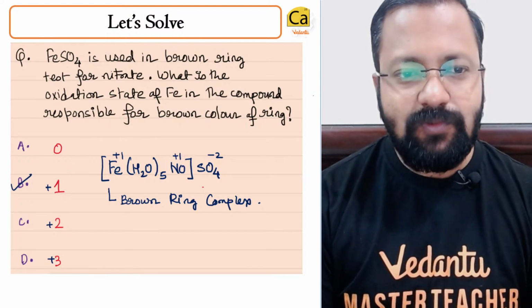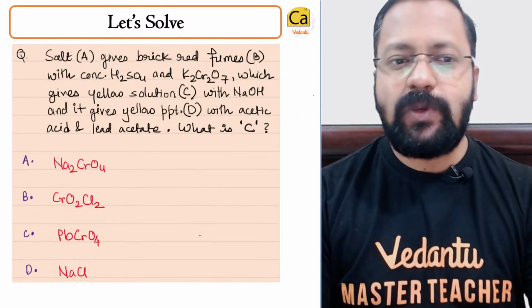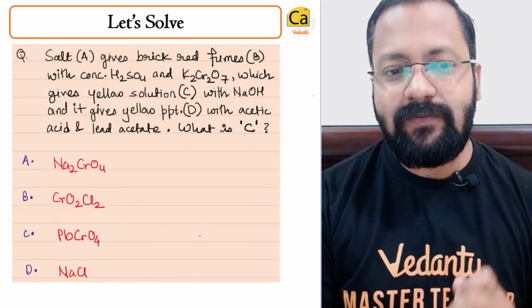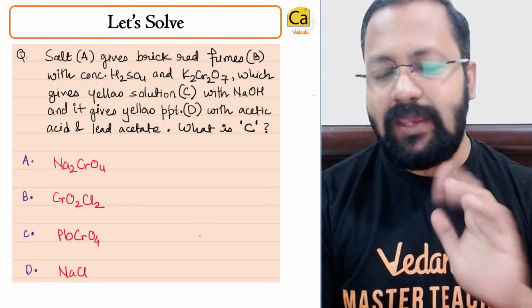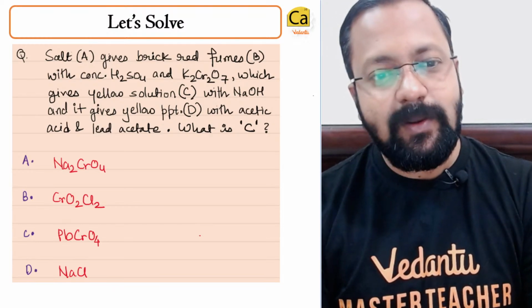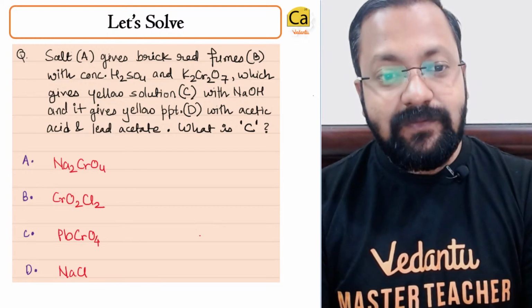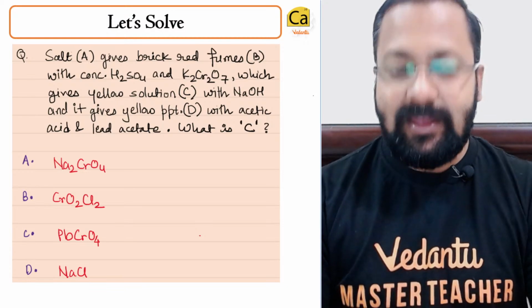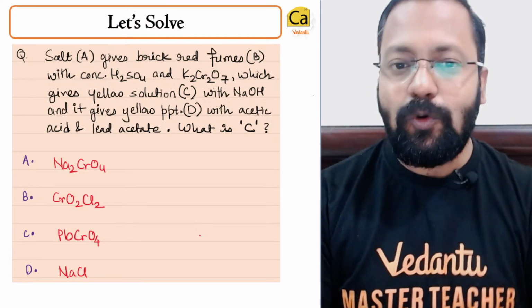Let's move on to the next question. The next question is this. A salt A gives brick red fumes B with concentrated H2SO4 and K2Cr2O7, which gives a yellow solution C with NaOH.